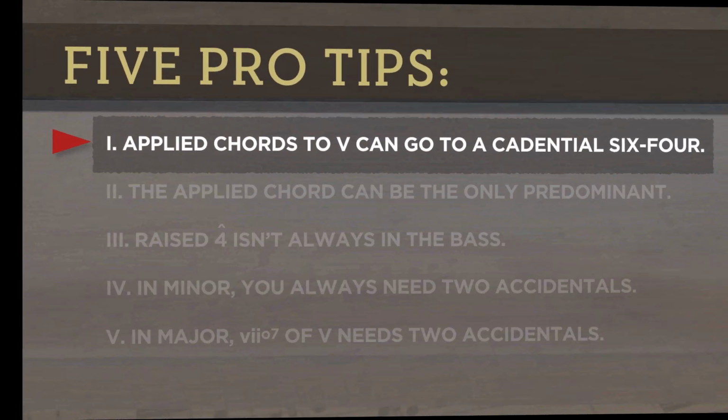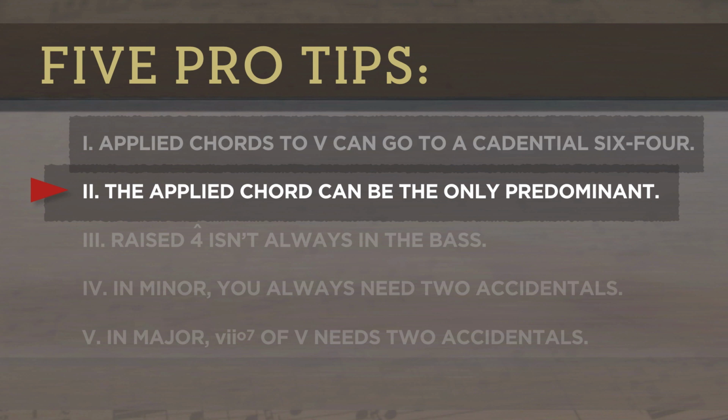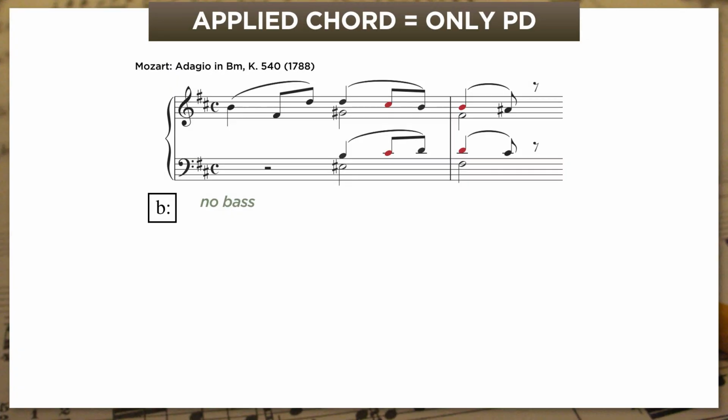Moving on to pro tip number 2, you should also know that the applied chord can be the only predominant in the phrase. Until now, all of our examples have had 2 predominants, a diatonic one and then the chromatic applied chord. Sometimes there is no diatonic predominant. Here's a really clear example from Mozart's Adagio in B minor. Here, the applied chord to 5 is the first quote-unquote real chord of the whole piece.